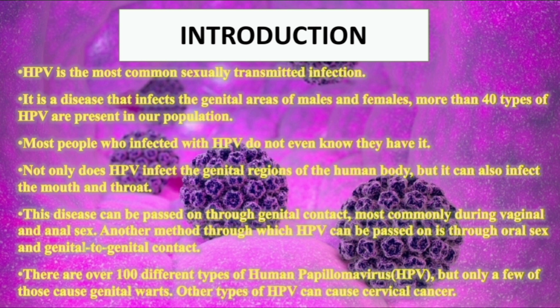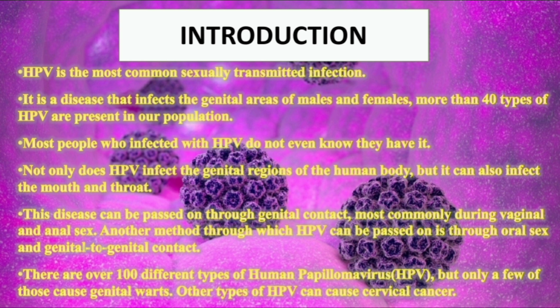Introduction. HPV is the most common sexually transmitted infection. It is a disease that infects the genital areas of males and females. More than 40 types of HPV are present in our population. Most people who are infected with HPV do not even know they have it.